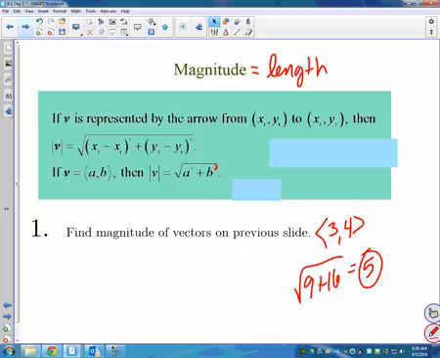Okay, so part of your homework today is just going to be writing in component form and finding magnitude. I think that's the next example.